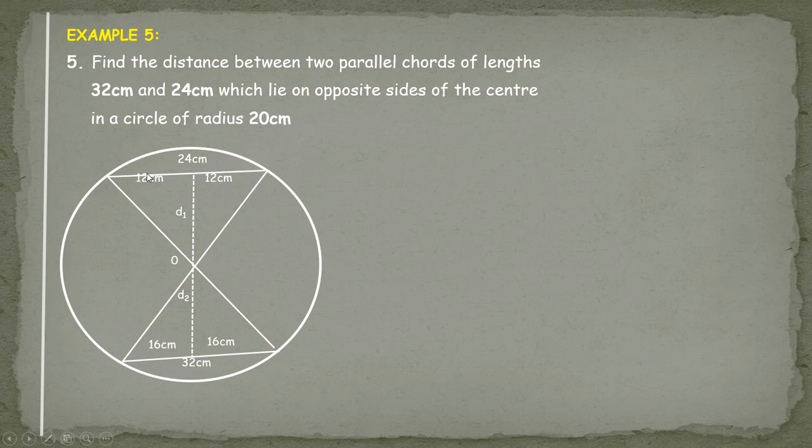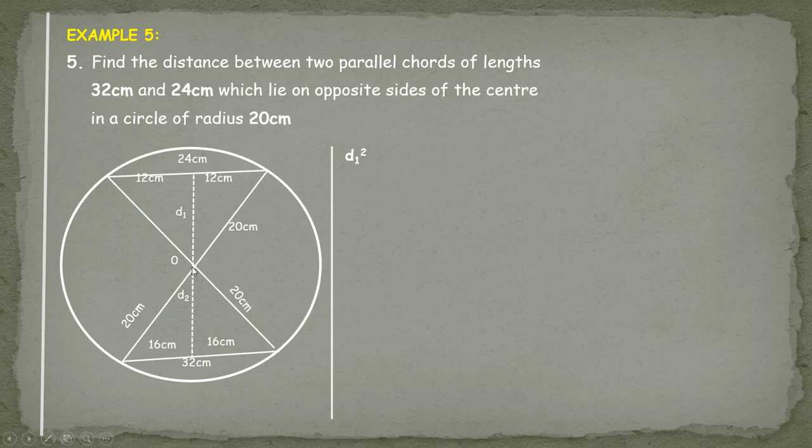But we are told that the chords lie on opposite sides of the center in a circle of radius 20 centimeters. We can put in the radius of the circle, which is 20 centimeters. That is 20, the same as that, 20, 20, 20. So we can now get the distance d1. I can make use of this triangle here, because this is right angled. This is 12. From this point to this point is 12. This is a right angle.